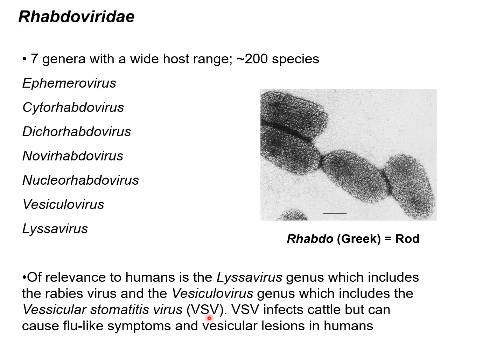Now, on the slide, you'll see an electron micrograph of the rhabdo virus or the Rhabdoviridae viruses. Rhabdo stems from Greek and it means rod. So these are rod-shaped, or rather bullet-shaped.